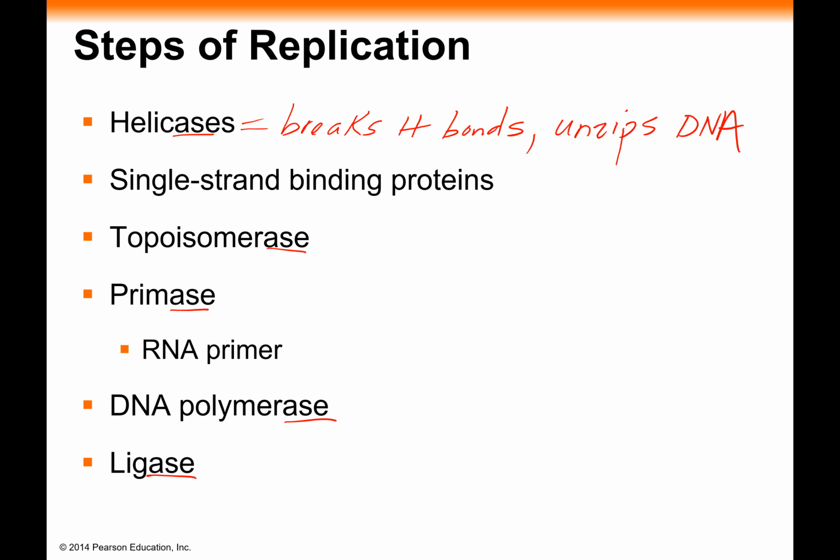As it unzips, there's a lot of strain and kind of a lot of torque on the DNA molecule. And so there's enzymes called topoisomerases, and they kind of relieve the tension on the DNA. And they do that by breaking DNA at various points, kind of uncoiling it, and then gluing them back together.